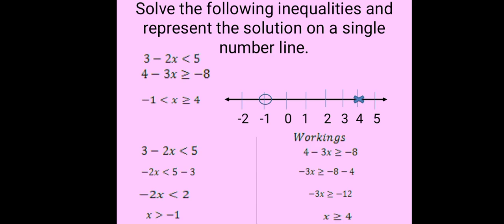Now we have been told that x is greater or equal to 4. So it means that we restrict x to 4. So that's the point. X cannot pass there. It either remains at 4.